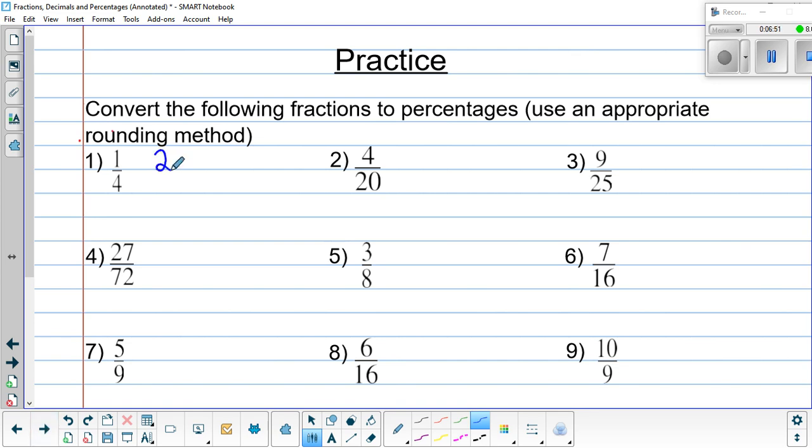So a quarter, we know that that is 25%. We've worked with that one lots. 4 over 20 is the same as 1 over 5, right? Which is the same as 2 over 10, so we get 20%.